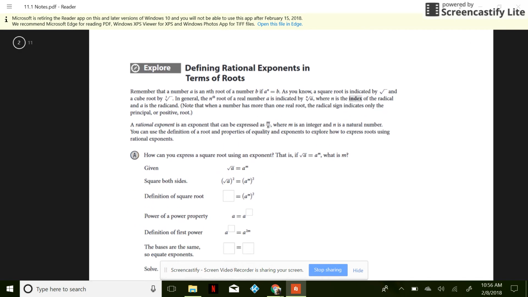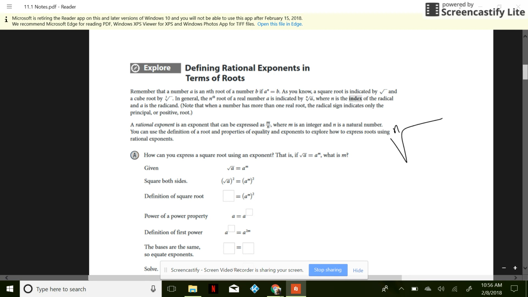So remember that a number a is an nth root of a number b if a to the n power is equal to b. As you know, the square root usually is indicated by the square root symbol, and the cube root by the cube root symbol. In general, the nth root of a real number is indicated by the radical symbol with the n outside, where n is called the index of the radical and a is the radicand. Note that when a number has more than one real root, the radical sign indicates only the principal, or positive, root.